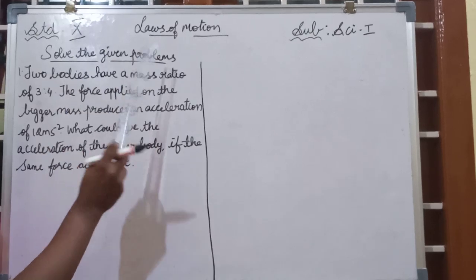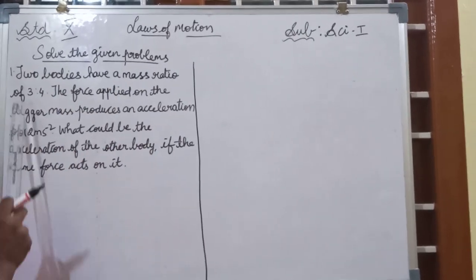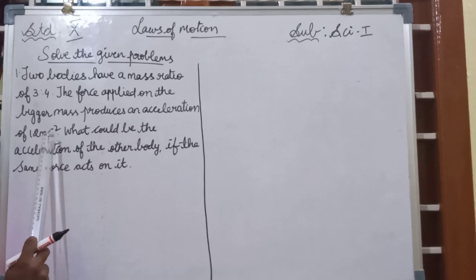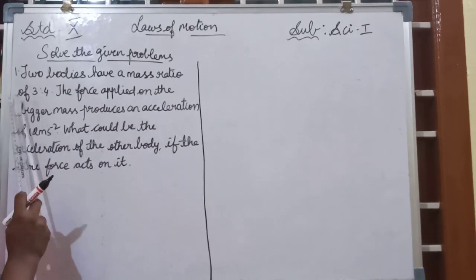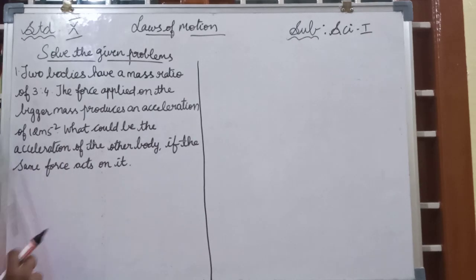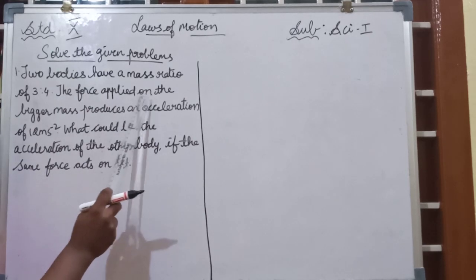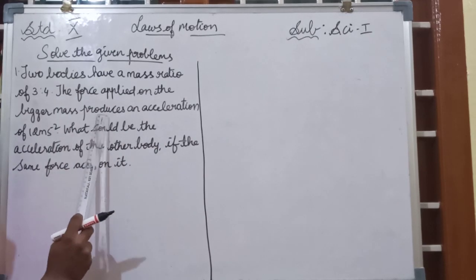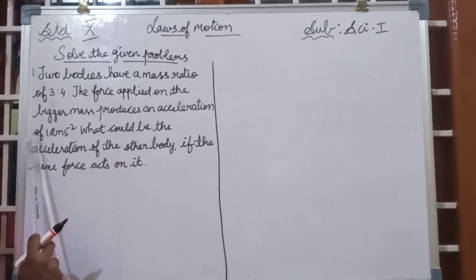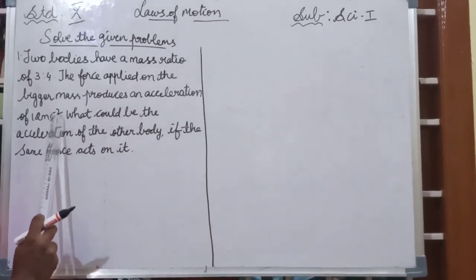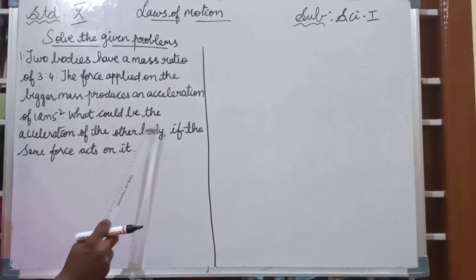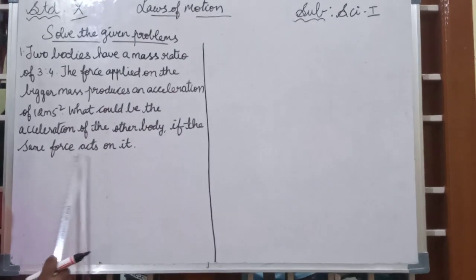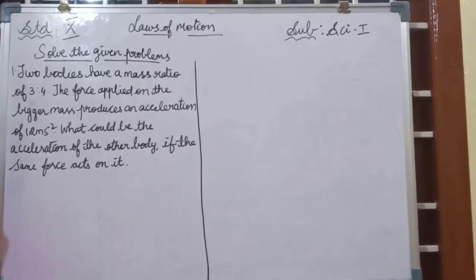Solve the given problems. Now let's move on to the first question. Two bodies have a mass ratio of 3:4. The force applied on the bigger mass produces an acceleration of 12 ms^-2. What could be the acceleration of the other body if the same force acts on it?